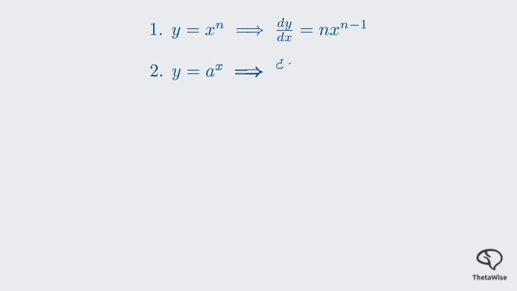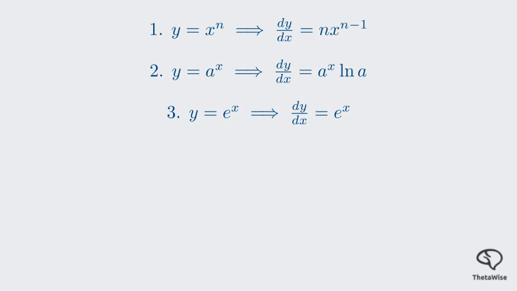Let's first understand why we need this method. You're likely familiar with basic differentiation formulas. For a power function, y equals x to the power of n, the derivative dy/dx is n times x to the power of n minus 1. For an exponential function, y equals a to the power of x, the derivative is a to the x times the natural log of a. And the derivative of the natural exponential function, y equals e to the x, is simply e to the x.